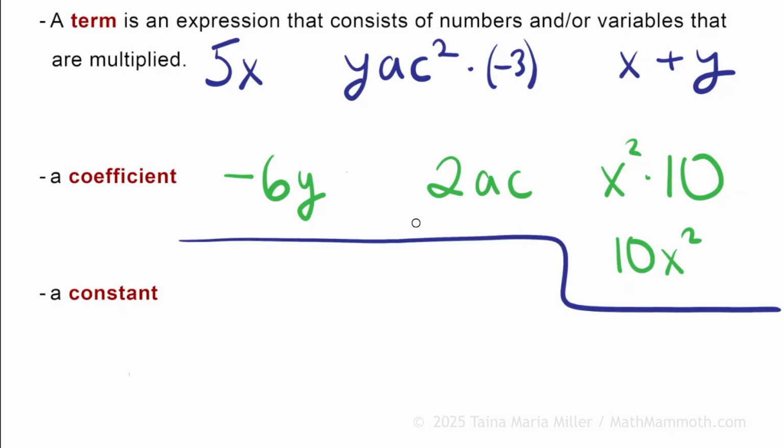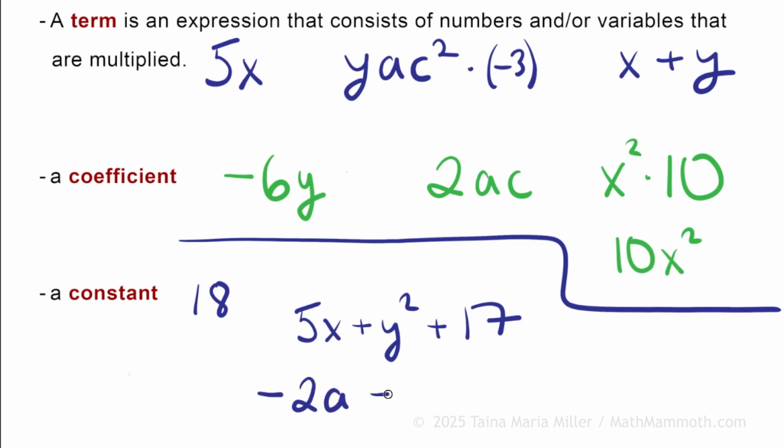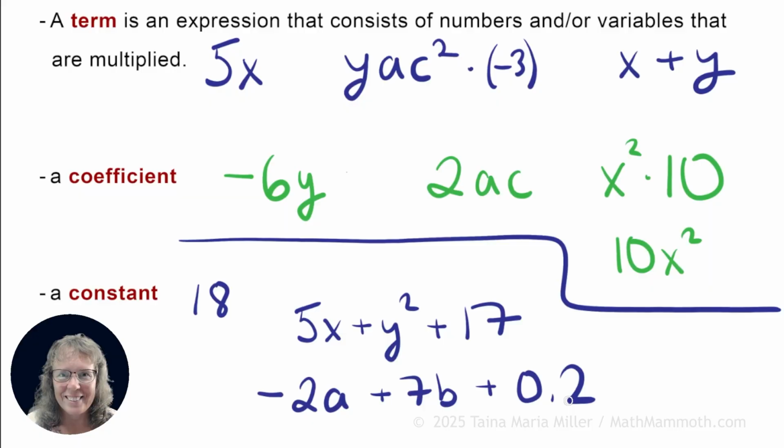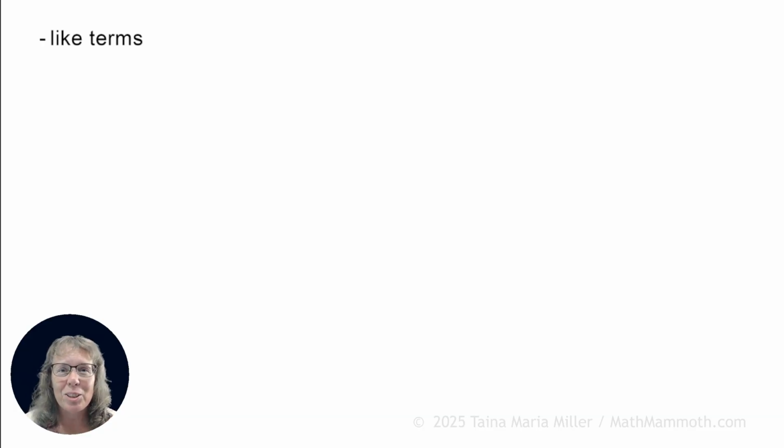And then a constant. A constant is just a single number as a term. For example, you might have 18. That would be a constant. But let me also show you an example. If we have an expression with several terms, 5x plus y squared plus 17, 17 is the constant. Okay? This could also be a fraction or a decimal. Say minus 2a plus 7b plus 0.2. 0.2 is the constant.